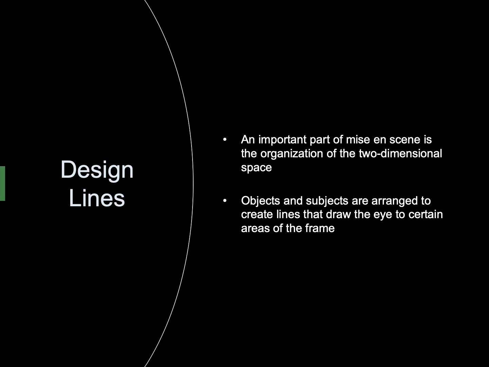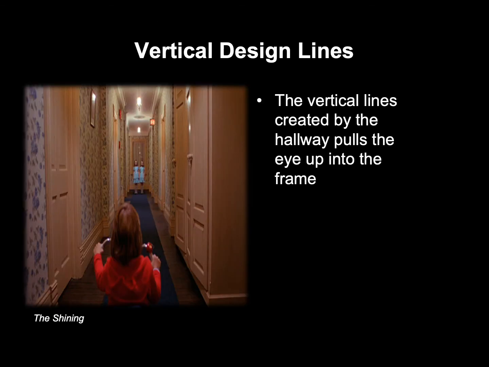Design lines. An important part of mise en scène is the organization of the two-dimensional space. Objects and subjects are arranged to create lines that draw the eye to certain areas of the frame. Vertical design lines. The vertical lines created by the hallway pull the eye up and into the frame.